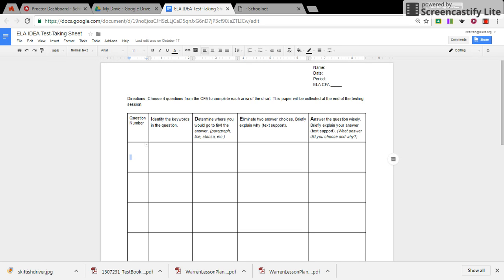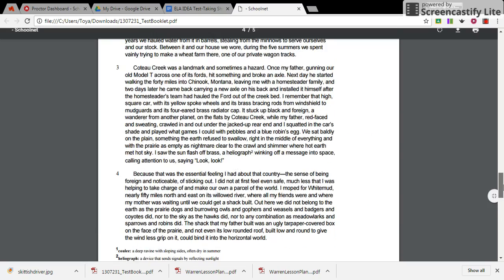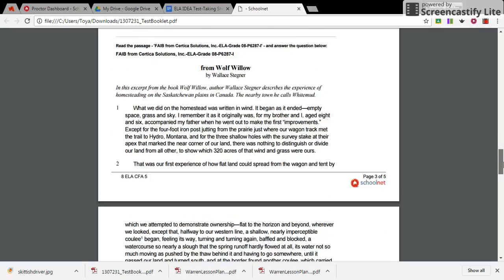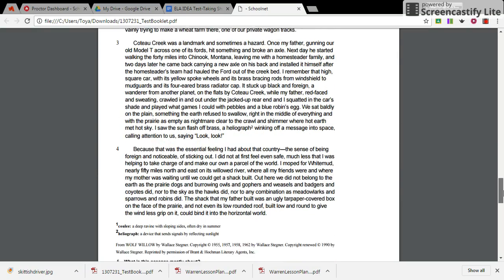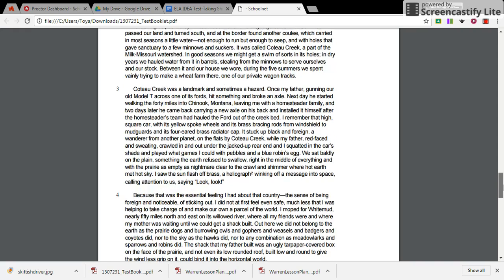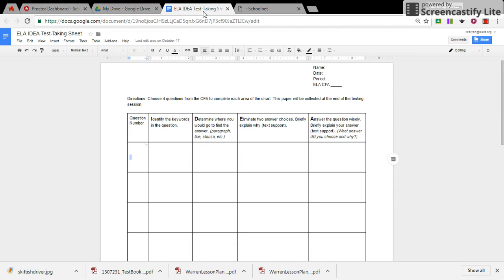The next part is determine where you would go to find the answer. In looking at question number 6, I would have to go back to my text and determine, did I have to go back to paragraph 1, 2, 3, 4 to find my answer? Or was the answer located within the entire document? And then right here is where you would write wherever you went to find the answer.